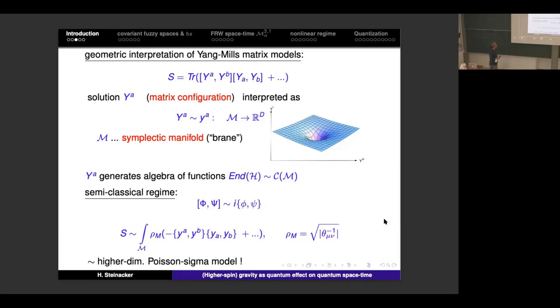And because they're matrices, they generate an algebra of functions, this endomorphism algebra. And this algebra you should interpret as the quantized algebra of functions on that brane. So this is very much in the spirit of quantum mechanics. In quantum mechanics, you have phase space. Functions on phase space are observables, given by X and P.